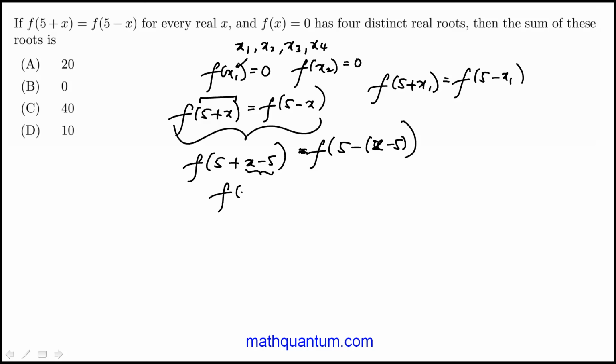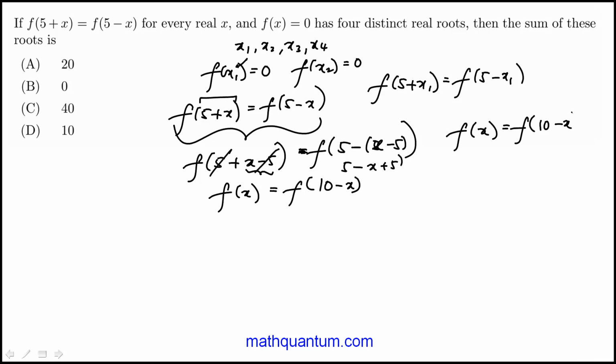this relationship becomes f of x is, because these two drop out, 5 minus x plus 5, so that becomes 10 minus x. So all I've done is rewrite the condition that was given to us here.